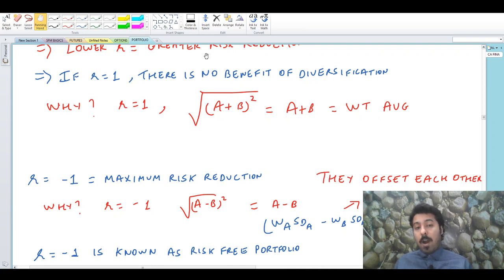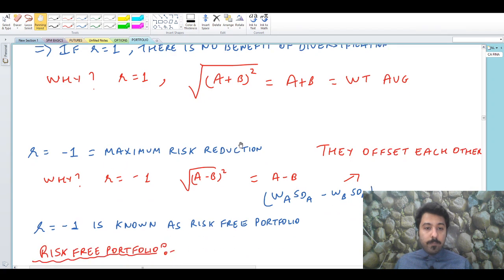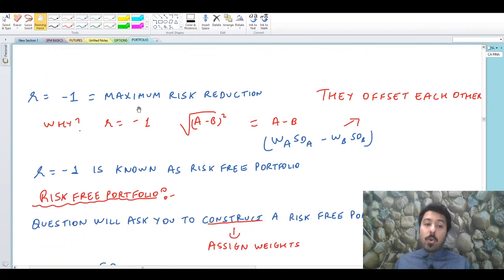But if we have a correlation, a stronger correlation, that is a lower R, that means the sum total will fall and we'll have a greater risk reduction. Okay. And where we have R equal to minus 1, we have maximum risk reduction. A square plus b square minus 2ab, that is a minus b the whole square. Under root of that will be a minus b. That is weight of A standard deviation of A minus weight of B standard deviation of B. See, this is amazing. Both of them are offsetting each other.